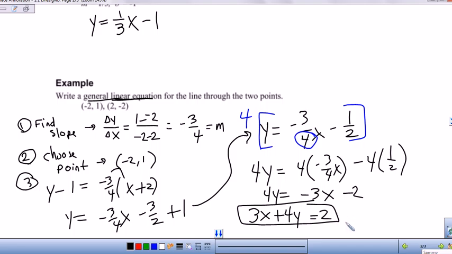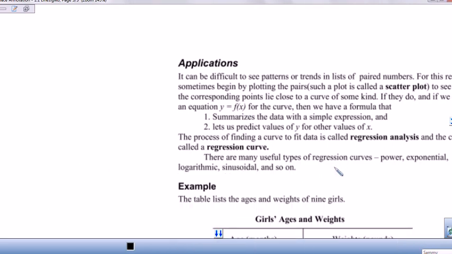Okay, so now you're an expert with not only finding the slope of a line, parallel, perpendicular, but also putting it in the equation of a line, whether it's standard, whether it's point slope, whether it's slope intercept. Now let's go ahead and try an application.